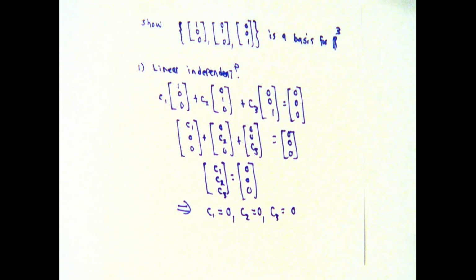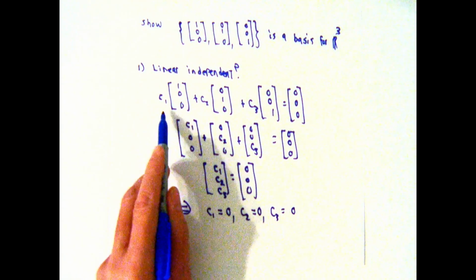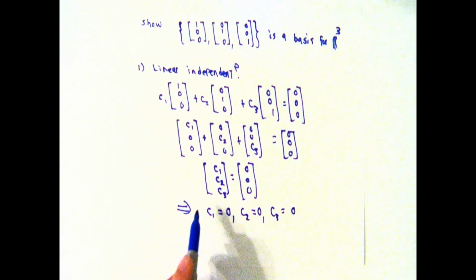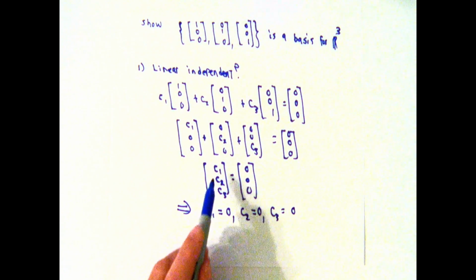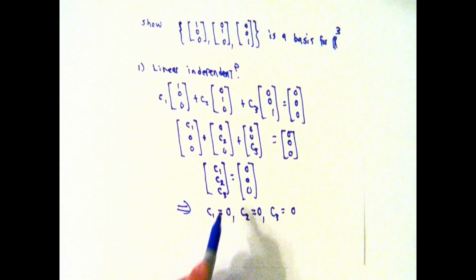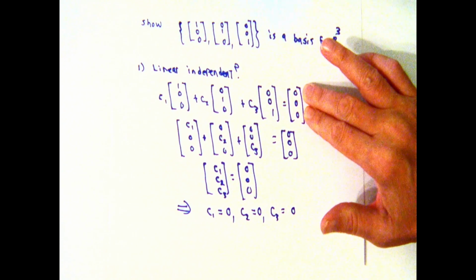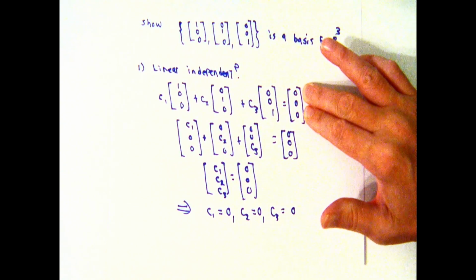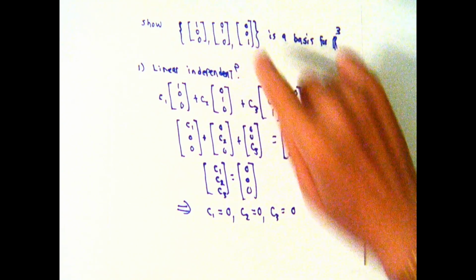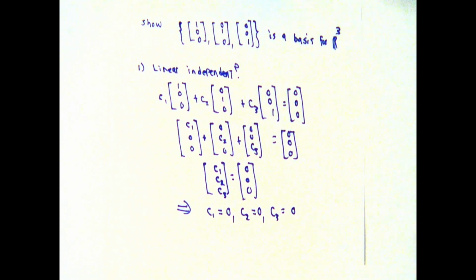0, 0, 0, then do the multiplications, add the vectors together. It has to be true that C1 is 0, C2 is 0, C3 is 0, and there is no other way to make a linear combination that gives you the column of all zeros. This set of vectors is linearly independent.